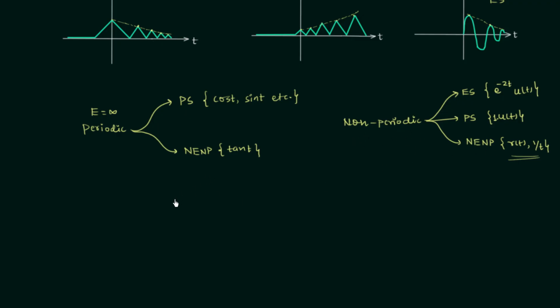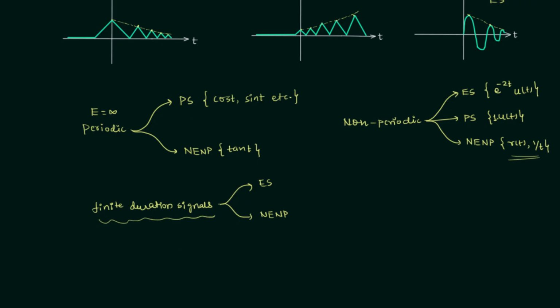Now let's talk about finite duration signals. For finite duration signals, there are two possibilities. The first possibility is that the signal is an energy signal, and the second possibility is that the signal is neither energy nor power signal. The power signals have the extension equal to infinity. The extension of any power signal is infinity, so finite duration signals cannot be power signals.